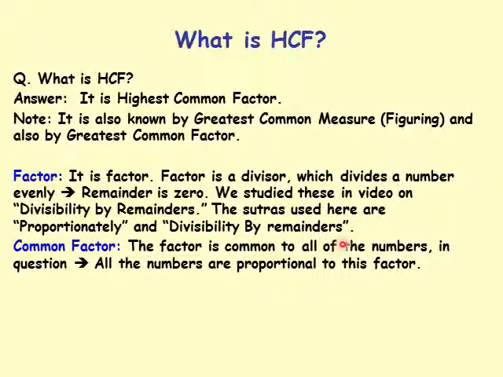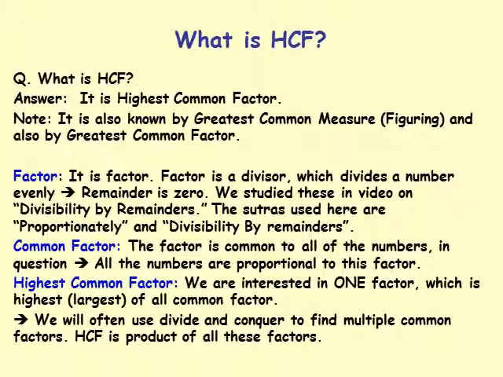A common factor is a factor common to all the numbers in the question. That means all the numbers are proportional to that factor. The highest common factor is the one factor which is highest or largest of all the common factors. We will often use divide and conquer to find multiple common factors, and HCF is the product of all these factors. How we find multiple common factors and multiply them out, please continue to watch the videos, and that will clarify. If there is any issue, we would clarify that in subsequent slides.